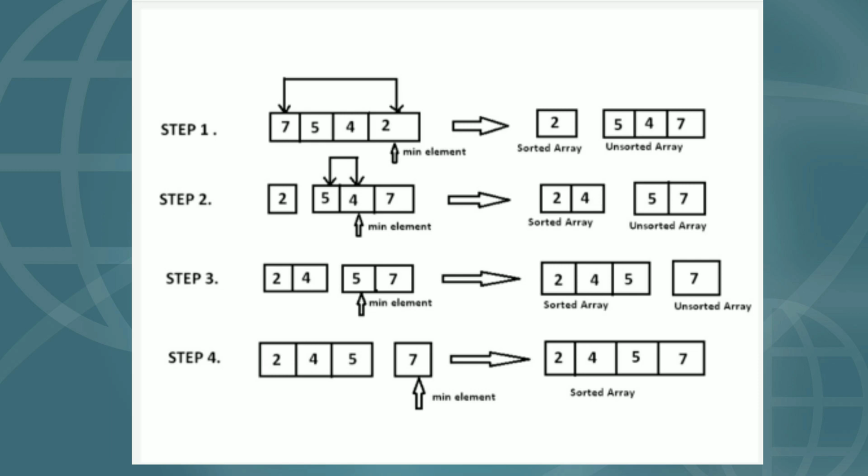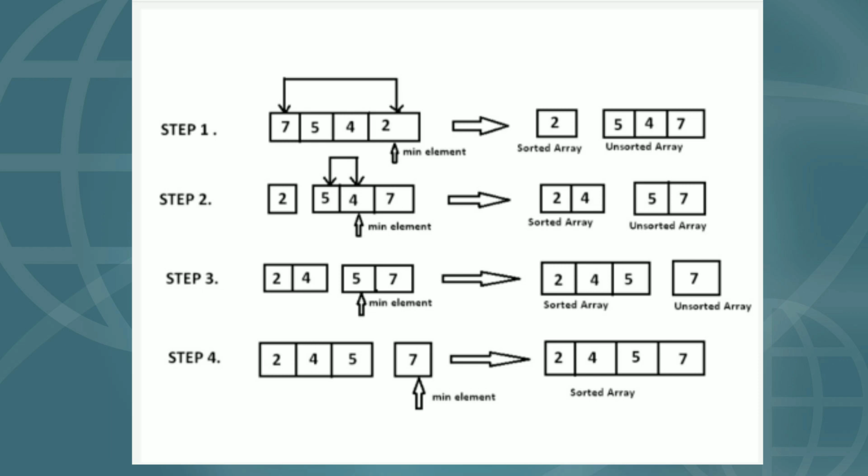5 is compared with 4, 4 is the smallest element. 4 is now the index element. 4 is compared with 2, 2 is the smallest element. So in this array 2 is the smallest element. So 2 is swapped with 7. So the first place is occupied by 2 and the last place is occupied by 7. So finally we get the sorted array 2 and the unsorted array 5, 4, 7. 5, 4, 7 is not in sorted position.